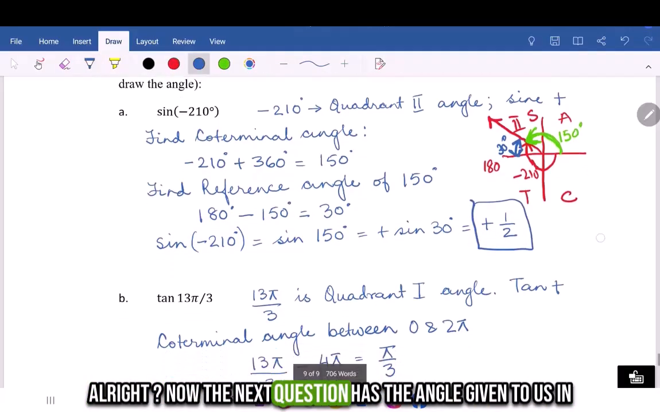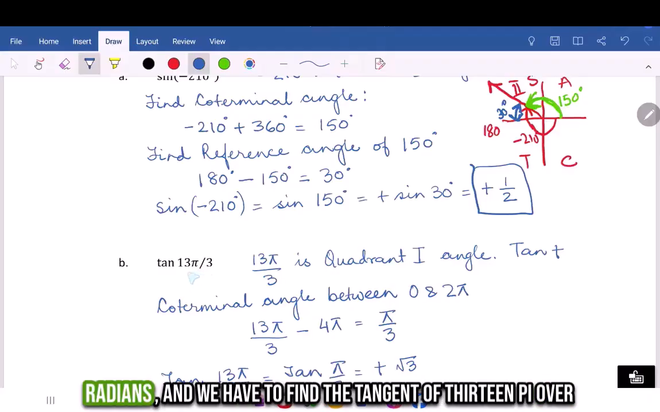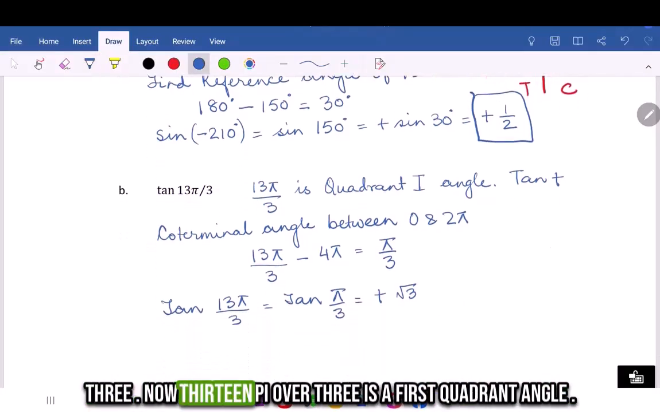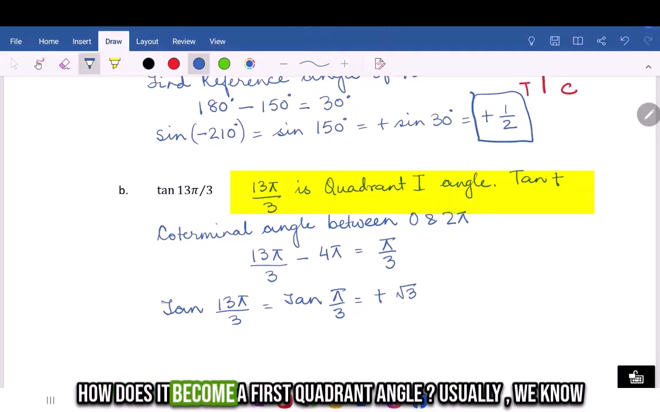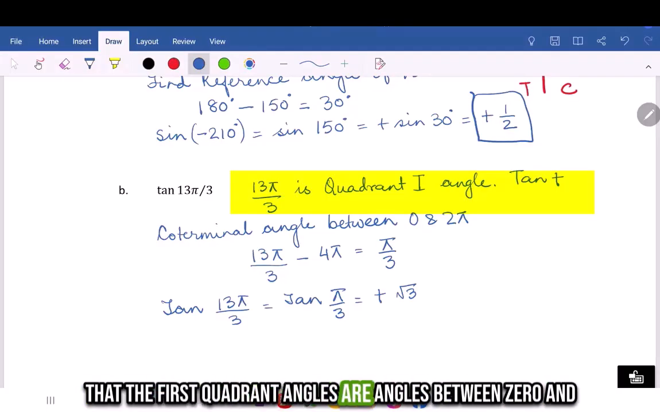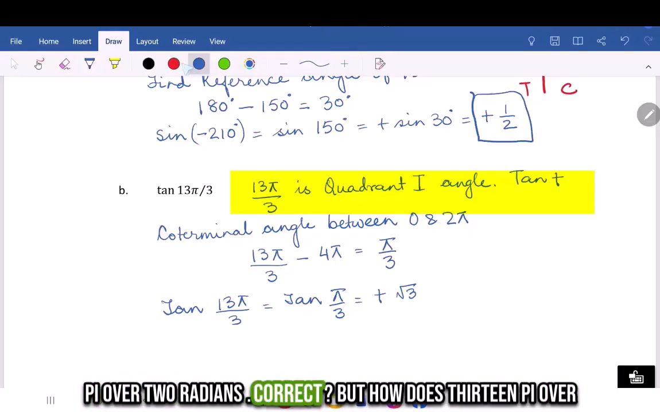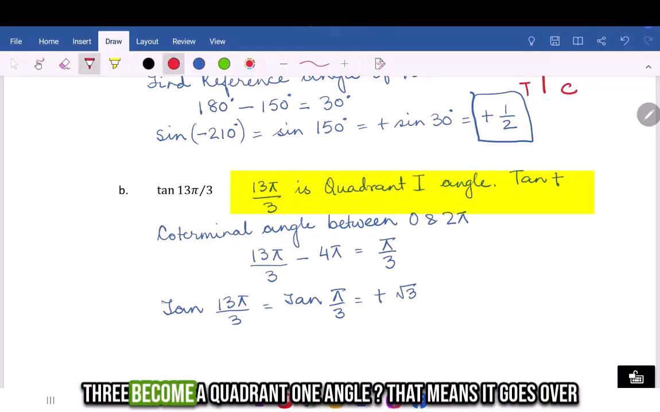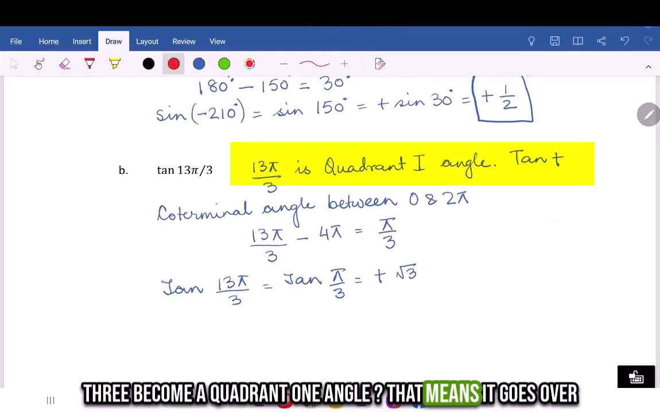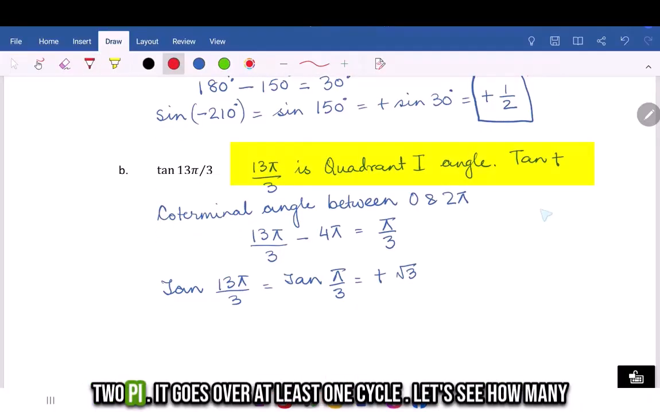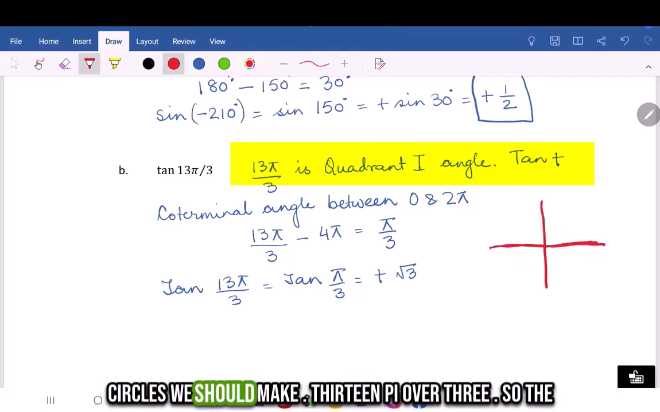Now the next question has the angle given to us in radians, and we have to find the tangent of 13 pi over 3. Now 13 pi over 3 is a first quadrant angle. How does it become a first quadrant angle? Usually we know that the first quadrant angles are angles between 0 and pi over 2 radians, correct? But how does 13 pi over 3 become a quadrant 1 angle? That means it goes over 2 pi. It goes over at least one cycle. Let's see how many circles we should make.